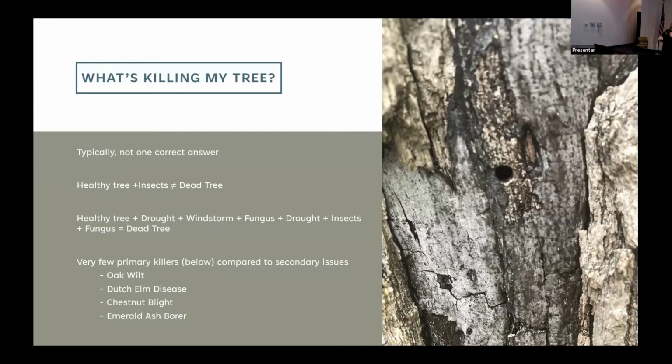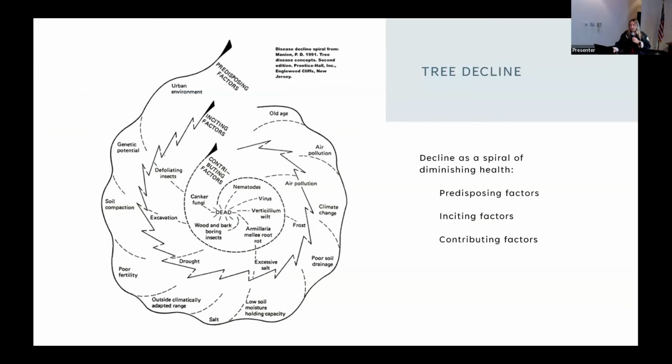But most issues are secondary. So the big one this year is going to be drought and then an issue. So something weakening the tree and then another issue coming along. And this is kind of pictured with this tree decline spiral. Who's seen this before? Oh, good. Okay.